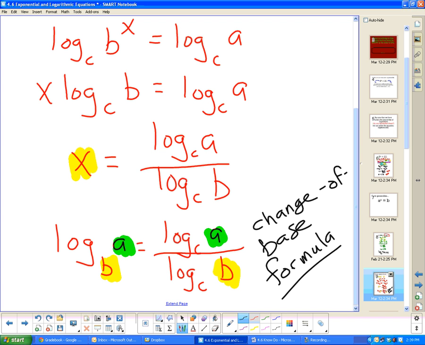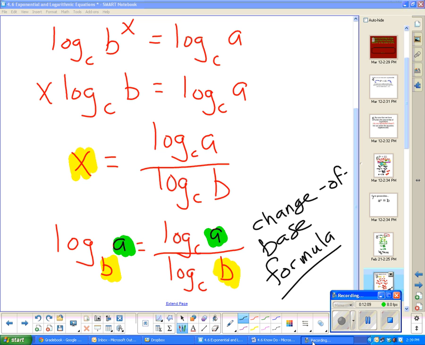All right? So we've done a couple of examples. We generalized. We got the change of base formula. When you come to class, your teacher will maybe review this for a few minutes, and we'll move on to actually applying this stuff.